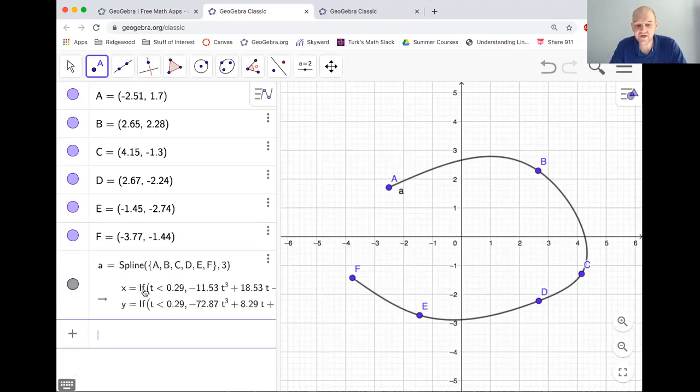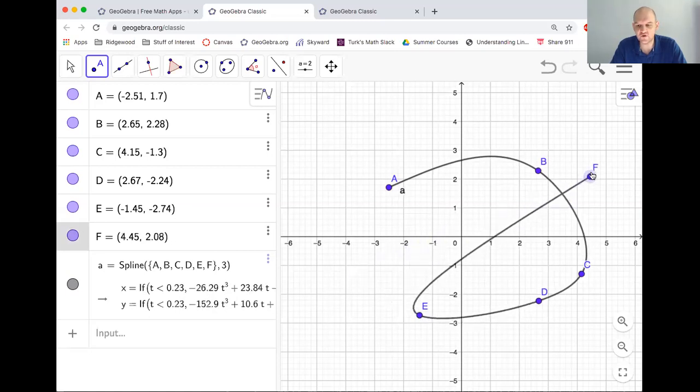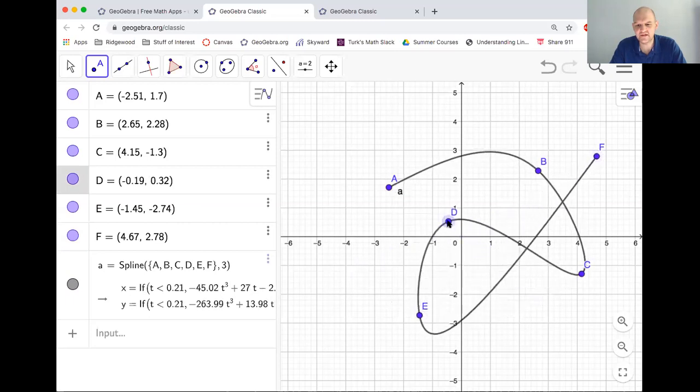And you can see it has made parametric equations. So the X coordinate is determined by something, the Y coordinate is determined by something else. You can move the points now and the curve is gonna change. And it's pretty wild. Like, look at this.